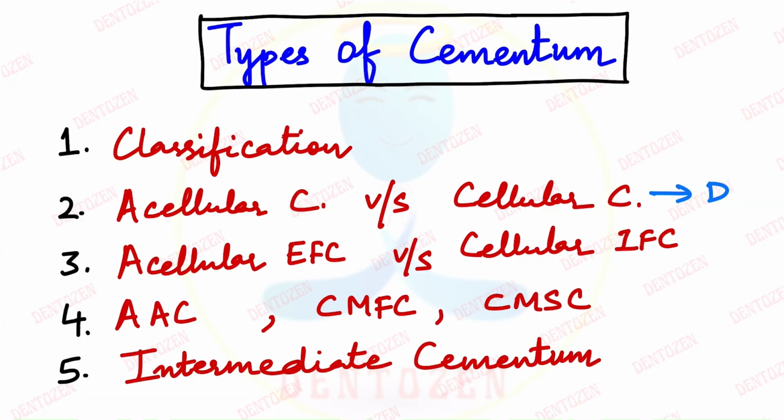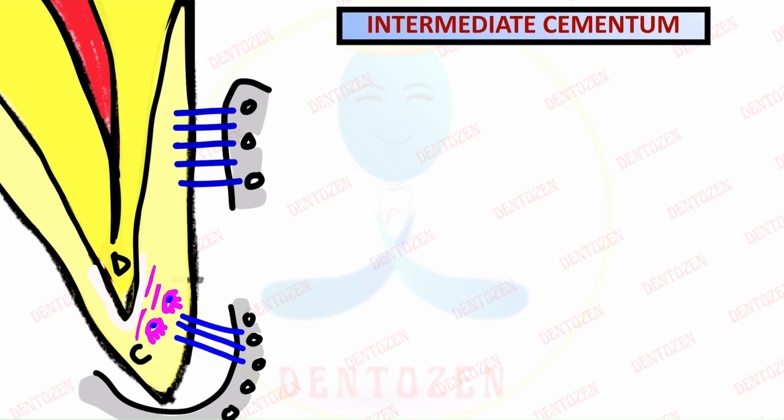Now we have come to the last part of this answer, that is intermediate cementum. As the word says, intermediate, in between. It is present in between the two. What two? Can you see here in the diagram? So yes, it is a layer which is present between dentin and cementum. As you can see here, between dentin and cementum, you can see this white layer.